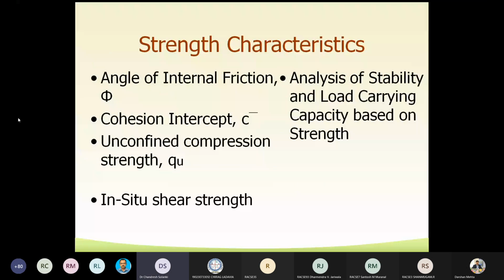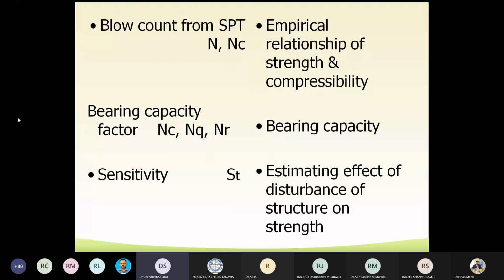Strength characteristics we have discussed in the previous part of the lecture: cohesion, angle of shearing resistance, unconfined compressive strength, and bearing capacity factors, SPT N count, sensitivity. All these come under the strength characteristics. Nc, Nq, and N gamma are to be determined from the phi value. The N value is from the standard penetration test. Sensitivity of the soil estimates the effect of disturbance of the structure on the strength.